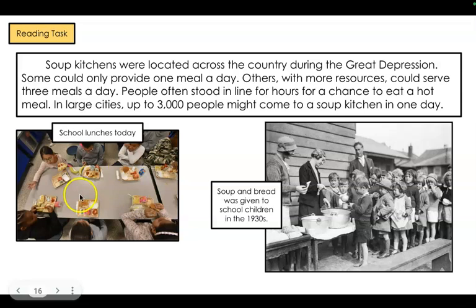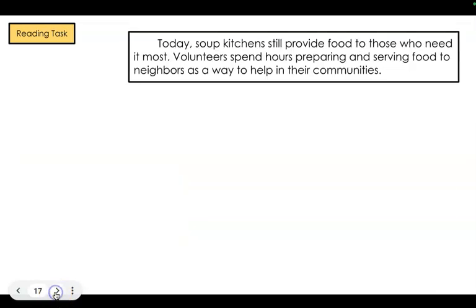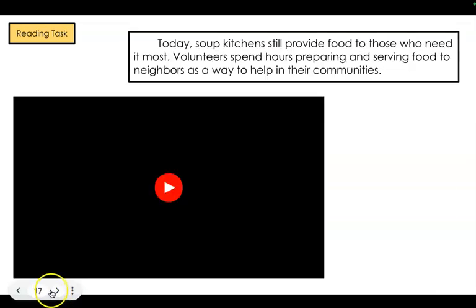Here are school lunches today. No, we're not doing soup kitchens, but soup and bread was also given to kids at school. Today you have much more than soup and bread. So here's a video of what a soup kitchen looks like today.